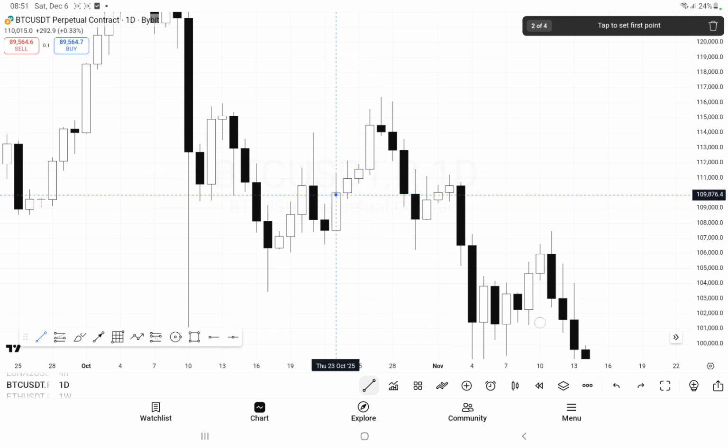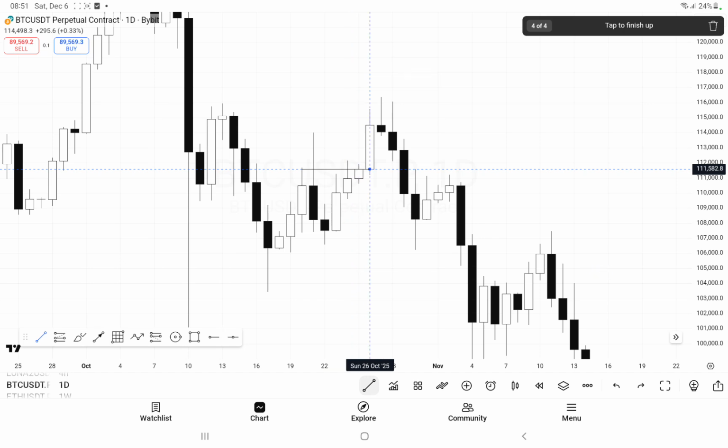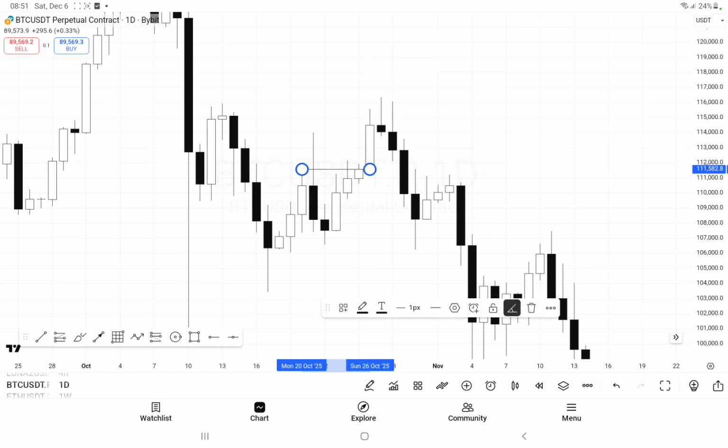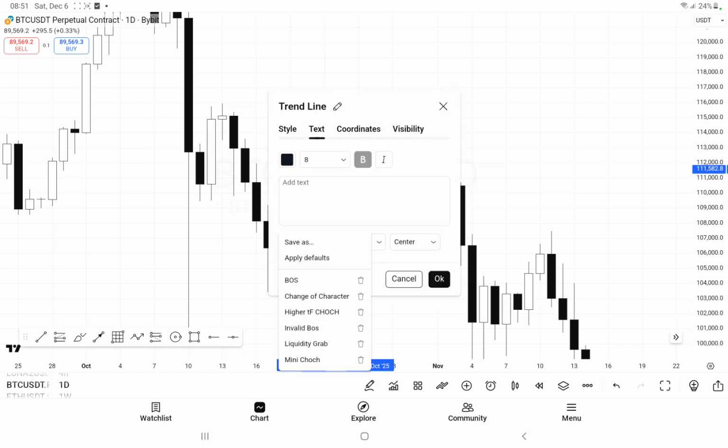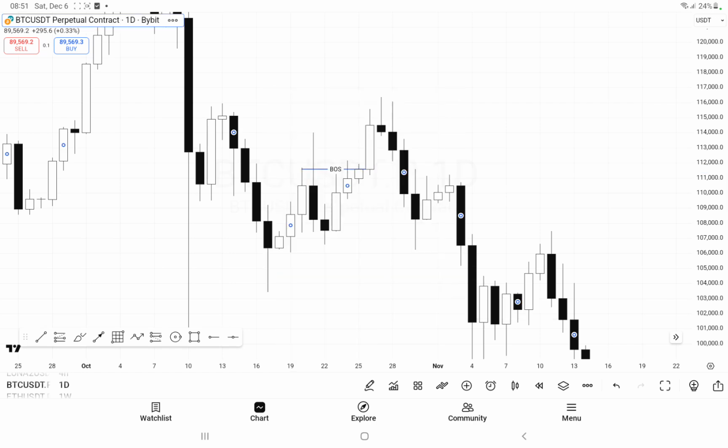So this is a break of structure. From here to here is not a break of structure. But when you extend it to the next candlestick, you see it's a break of structure. And where is the low of this break of structure? This is the low.